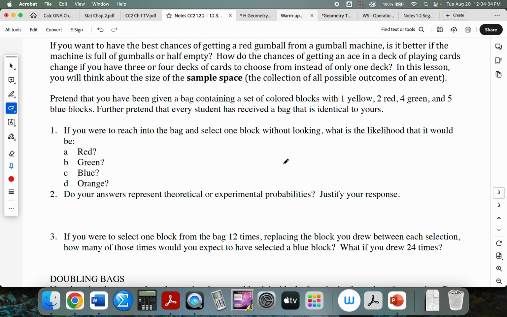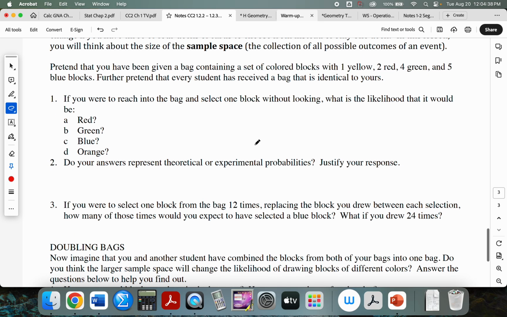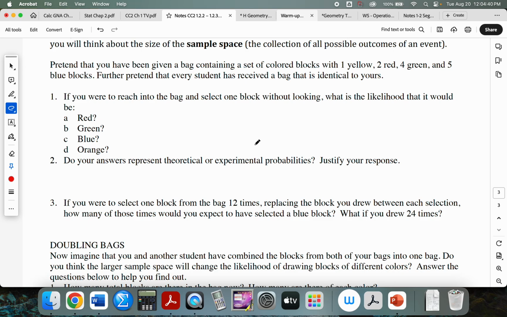So, in this lesson, you'll think about the size of the sample space, which is the collection of all possible outcomes of an event. So let's pretend you have a bag containing a set of colored blocks with 1 yellow, 2 red, 4 green, and 5 blue. That's a total of 12. Further, pretend that every student has received a bag that's identical to yours.